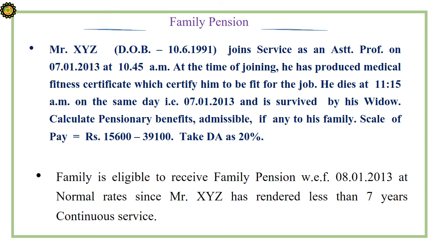Scale of pay is rupees 15,600 to 39,100. Take DA as 20%. The family of the deceased is eligible to receive family pension with effect from 8th January 2013 at normal rates because Mr. XYZ has rendered less than 7 years of continuous service.